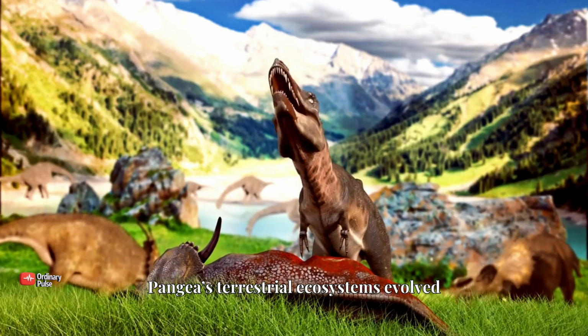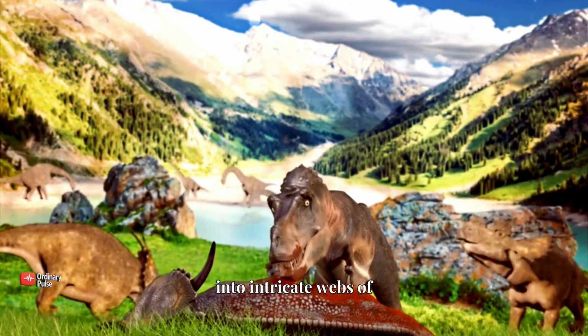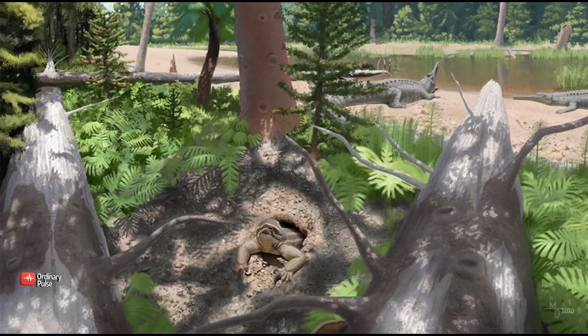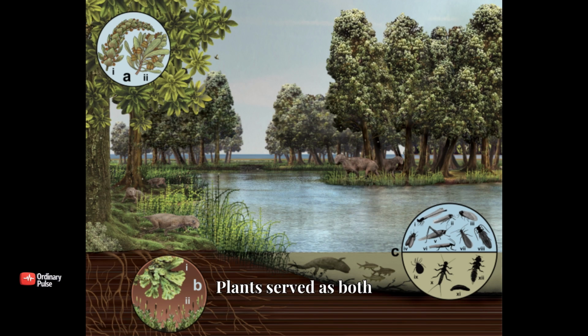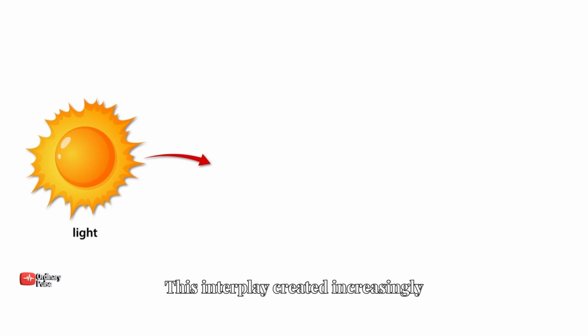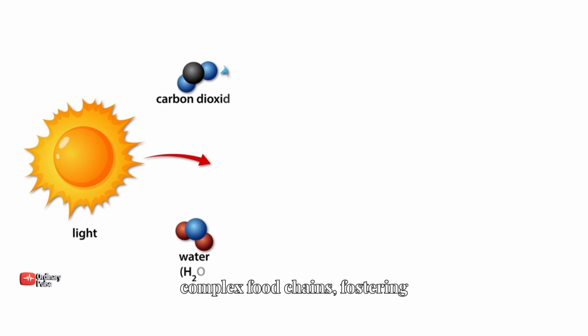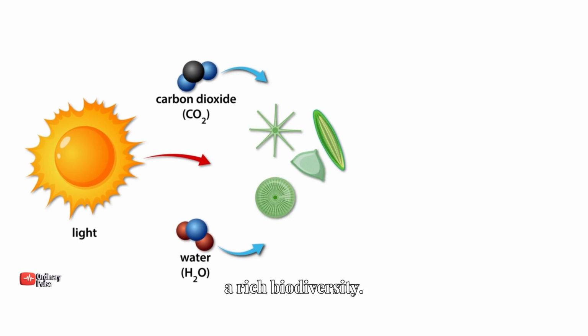Pangaea's terrestrial ecosystems evolved into intricate webs of predator-prey relationships. Large amphibians and early reptiles became formidable hunters, preying on insects and smaller tetrapods. Plants served as both vital food sources and essential shelter, structuring these ecosystems. This interplay created increasingly complex food chains, fostering a rich biodiversity.